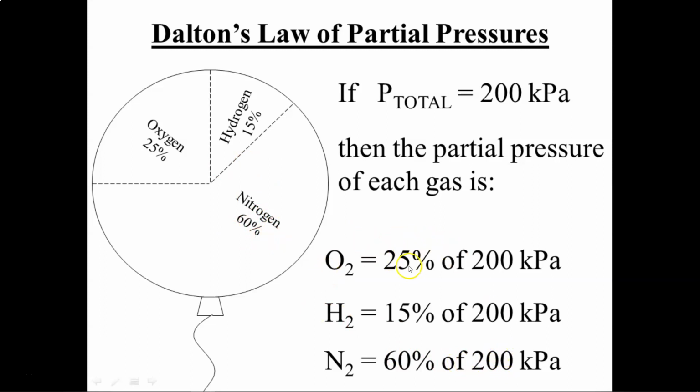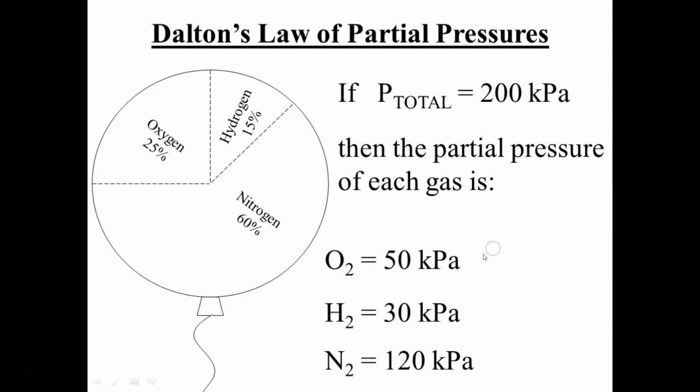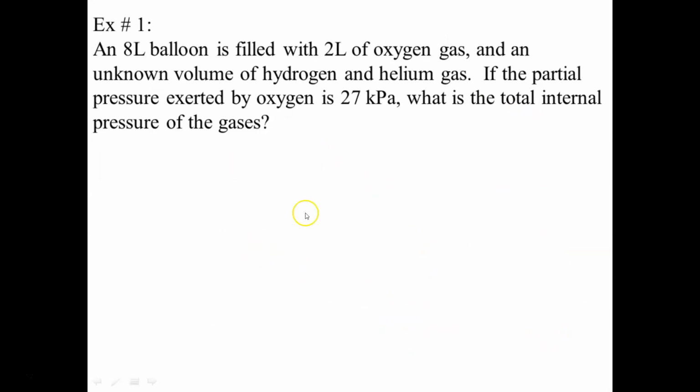Thus, the partial pressure of oxygen, so the pressure exerted just by the oxygen, is 25% of 200. And that comes out to about 50 kilopascals for oxygen, 30 kilopascals for hydrogen, and 120 kilopascals for nitrogen. And you'll notice if we add up the partial pressures of each gas, they add up to the total pressure. Now, Dalton's law of partial pressure seems pretty straightforward, but it can be applied to more interesting questions, like this one for instance.